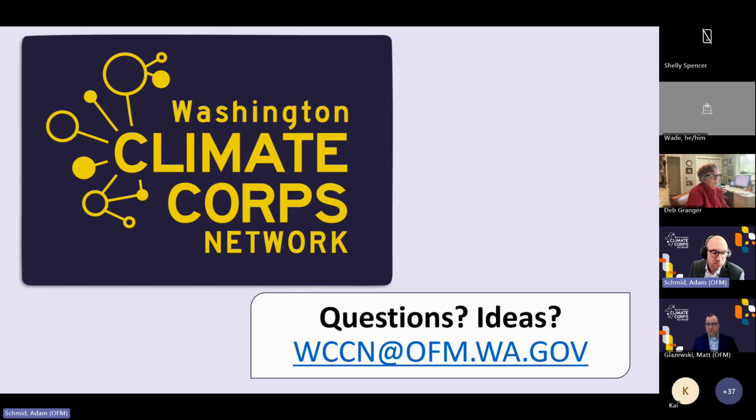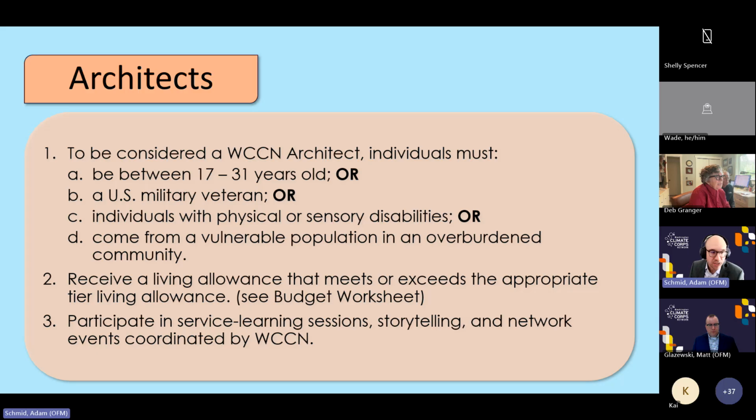In our definitions when we were established, it mentions youth and includes ages 17 to 31 years old. But you'll notice in bold, there's this word or. They could be a U.S. military veteran, which doesn't include an age there, or they could be somebody with a physical or sensory disability, no age requirement there, or they could come from a vulnerable population in an overburdened community, again, no age requirement there as well. So these are different categories that could automatically check that they are eligible to be an architect. They do not have to be all tied together. So they do not have to be 17 to 31. It's just that people aged 17 to 31 do qualify.